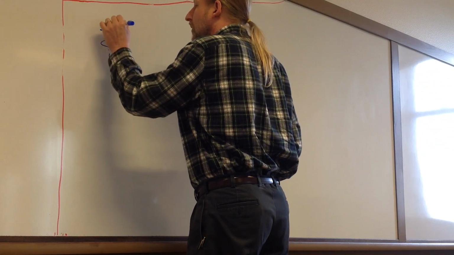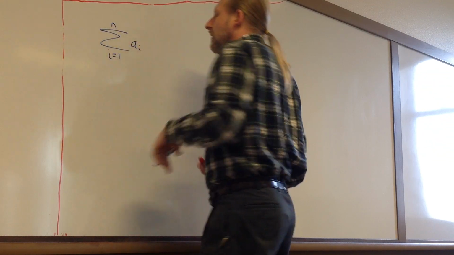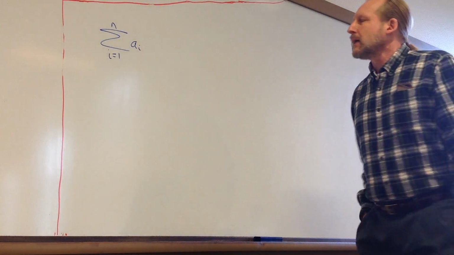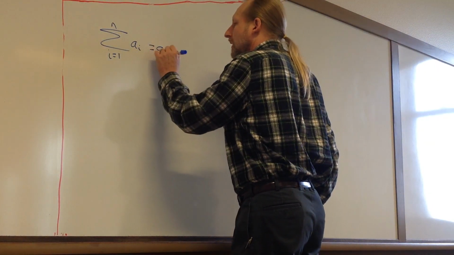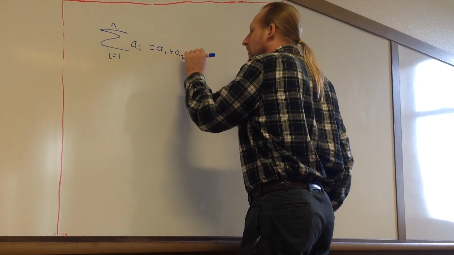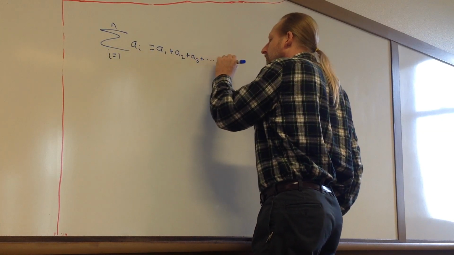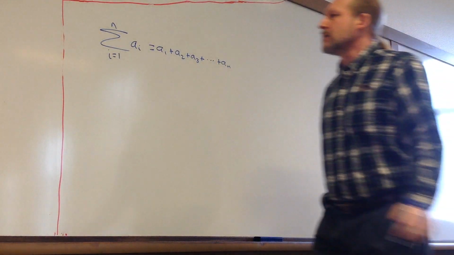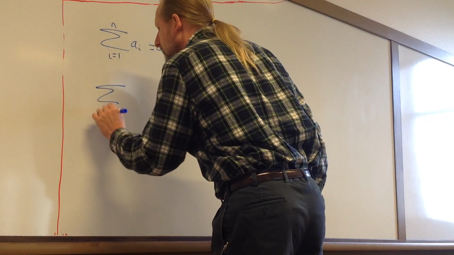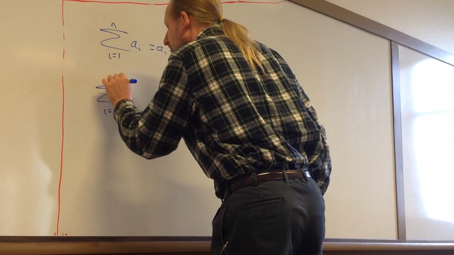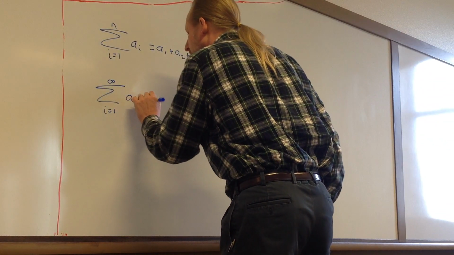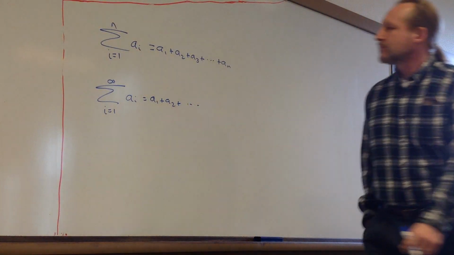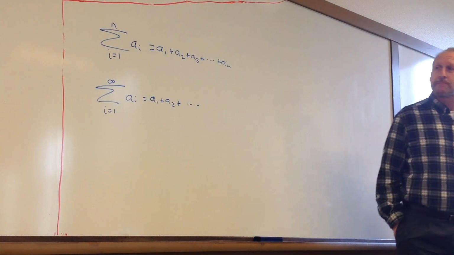I runs from 1 to n, and then we'll have these terms a sub i. So these are going to be a1, a2, a3, up to a sub n. And we can have an infinite series as well. In this case, we start from 1, go up to infinity, and then it just goes on without end.